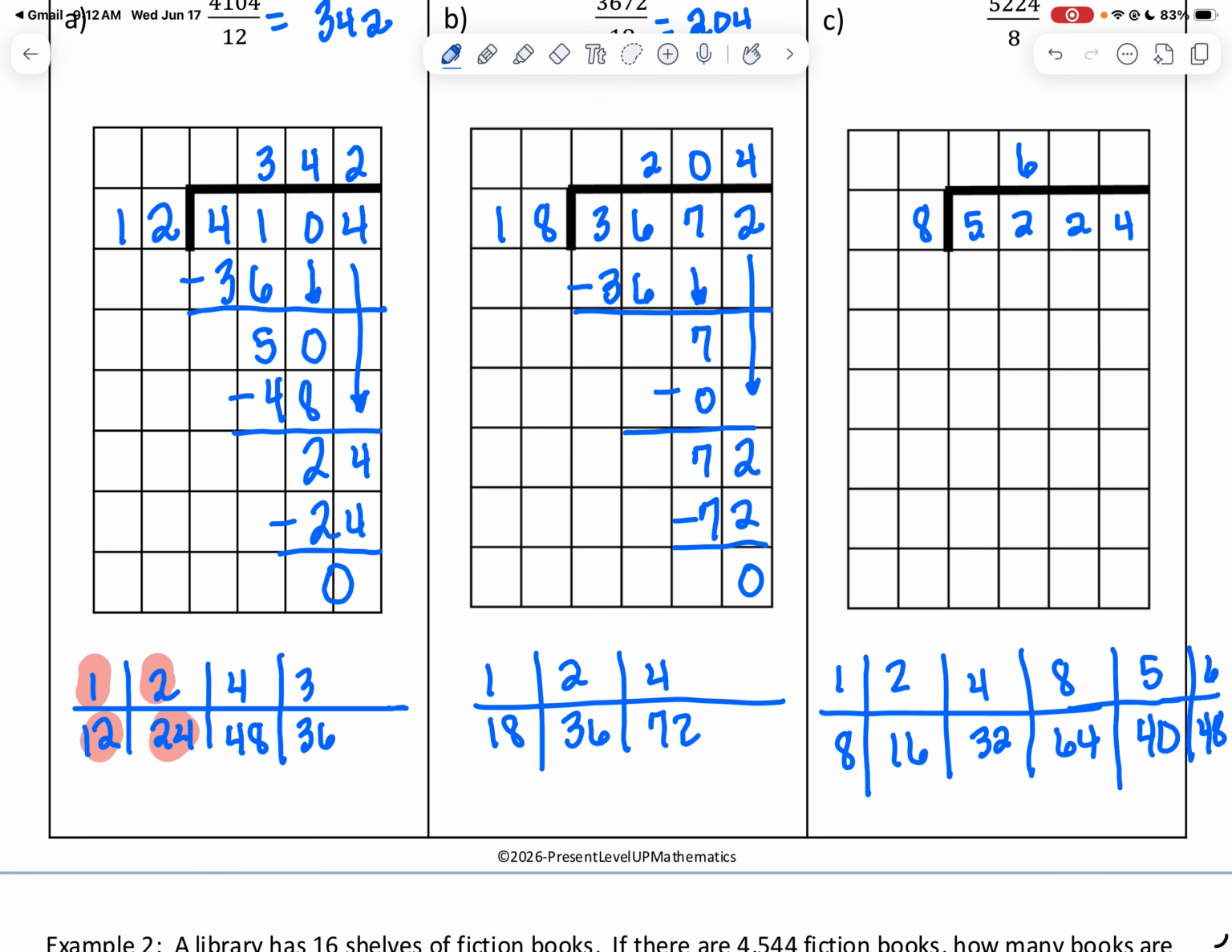All right, now let's multiply. 6 times 8 is 48. Subtract. 52 minus 48 gives me 4. And bring down the 2. Will 8 go into 42? Well, let's look at my chart here. 5 times will give me 40, and that's very close to 42. So I'll use a 5 there. 5 times 8 is 40. Subtract and bring down the 4. And 8 goes into 24 3 times.